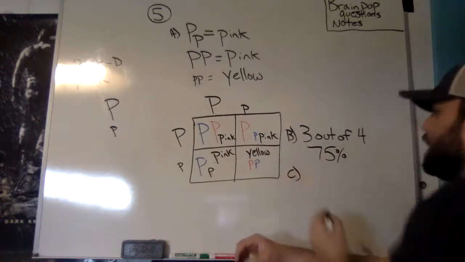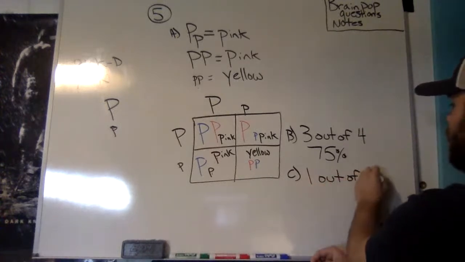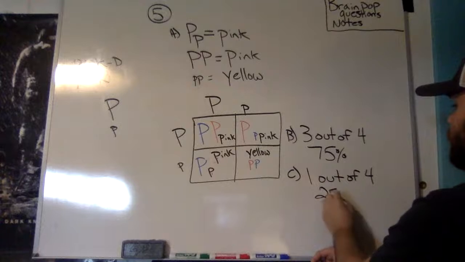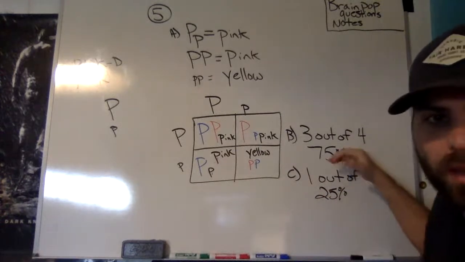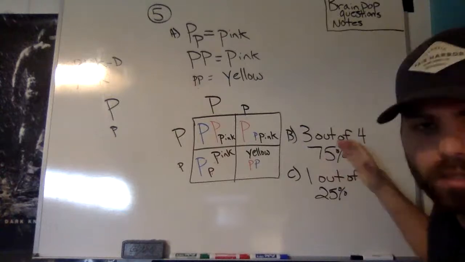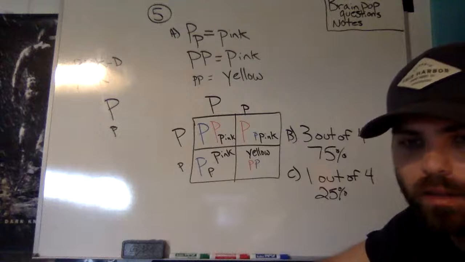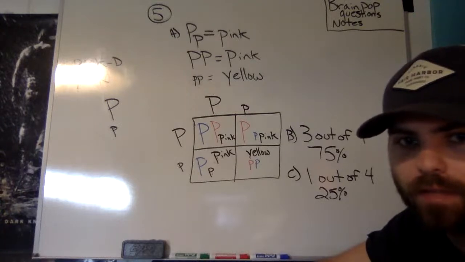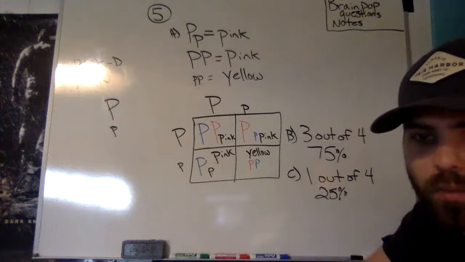Now see, it's asking for yellow, so it's going to be 1 out of 4, which is going to be 25%. Okay? You always want the percents to add up to 100, because if it doesn't, then it doesn't make any sense and your Punnett square is wrong. Remember, it can only be 0, 25, 50, 75, or 100% for your offspring.